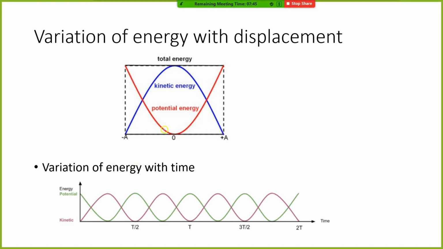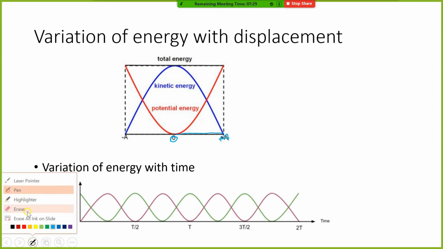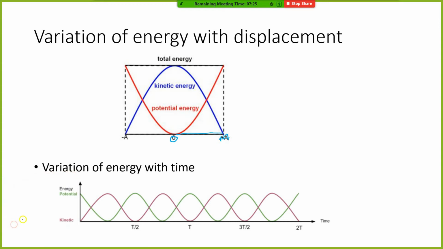So one of the first things: this is the equilibrium position. Equilibrium position means that you have zero displacement. When you displace your object to a certain point, then you're at the amplitude. So this is your positive amplitude. And let me use a different color here. This is your negative amplitude. So you're oscillating, meaning that you're moving up and down.